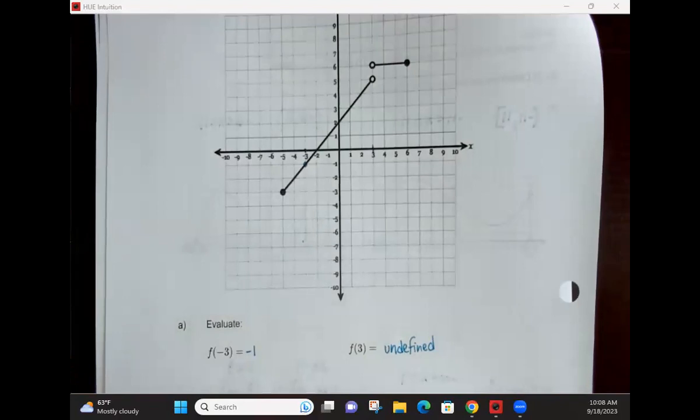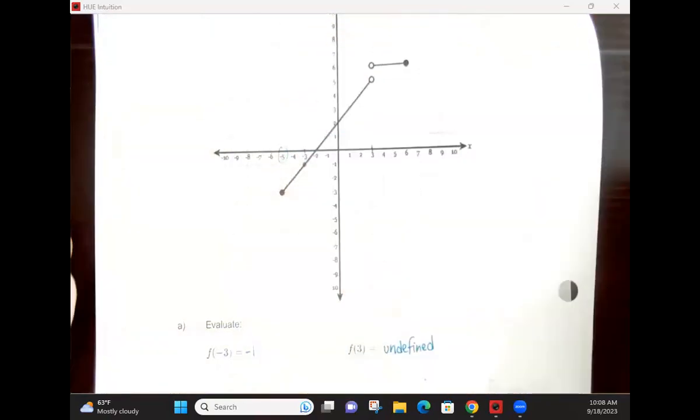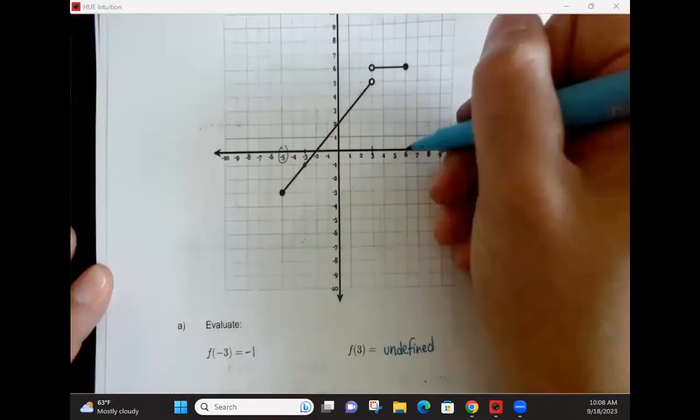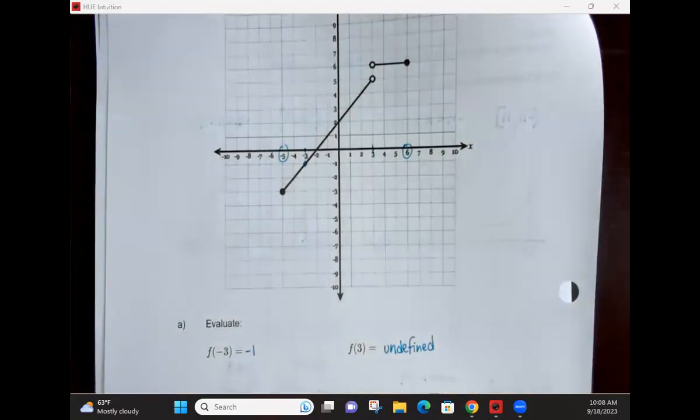So if I talk about the domain of this function, can we agree that our domain would start at -5? And can we agree that our domain would end at 6? Okay. Do I take every value in between -5 and 6? Everything in between those two values is part of the domain? I've got some yeses and some no's.